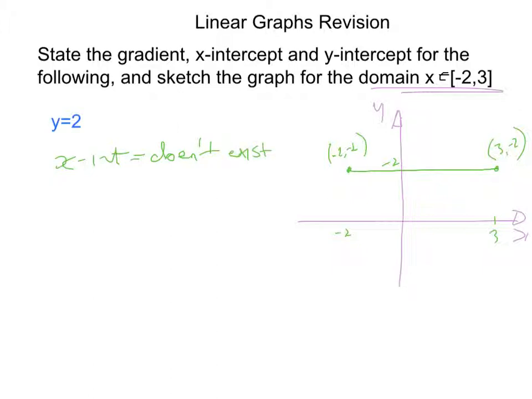Because this graph is parallel to the x-axis. For the y-intercept, it passes through at +2. I was drawing the graph right, but I've just drawn all these negatives everywhere. Passes through at +2 or 0 and 2. Okay, and for the gradient in this case here is 0, so gradient equals 0.